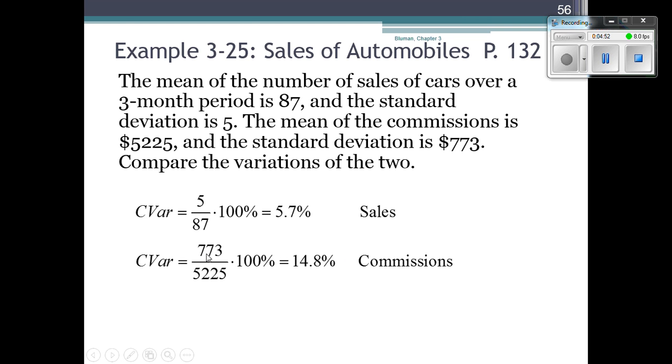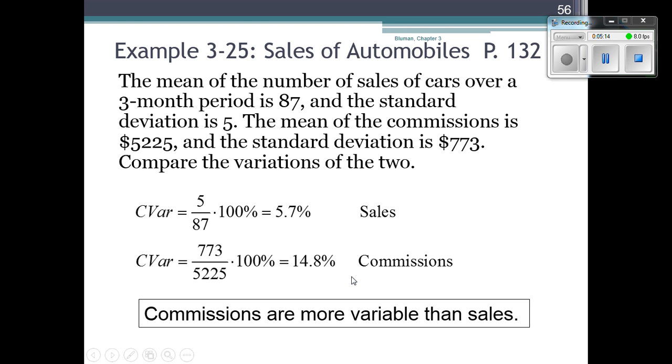When we do that same thing, we take 773, which was the standard deviation for the commissions, divide it by the mean, which was 5,225. Multiply it by 100%, we get 14.8. So which one varies more? Commission is almost 3 times as much.